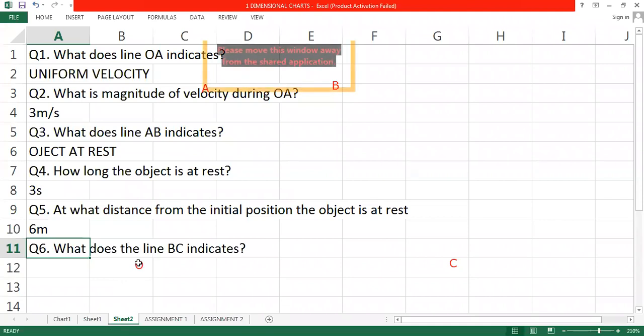Write down next. What does the line BC indicate? What does the line BC indicate? Think twice before answering. Very good.